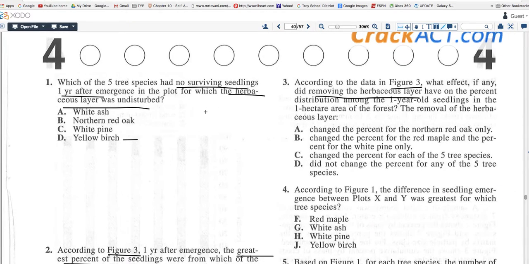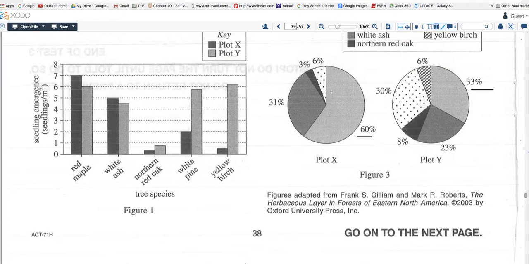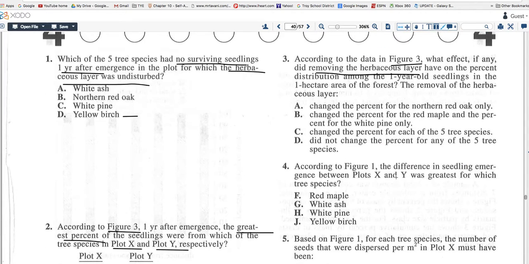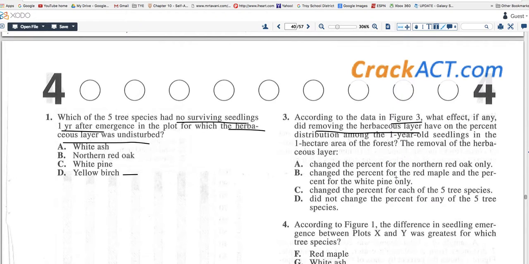And the question is asking what? What effect did killing the herbaceous layer have? So I'm looking at what effect it had from going to X to Y. Well, look at all the percentages. Every single one is different. Nothing is the same from going to X to Y. So which answer choice does that align with? Which one? C. C. Good.